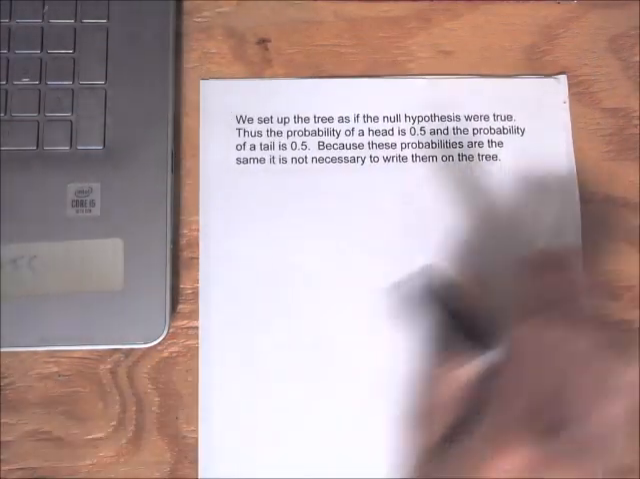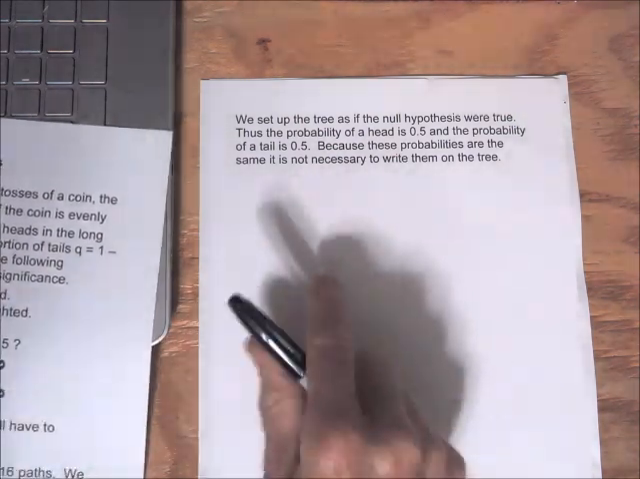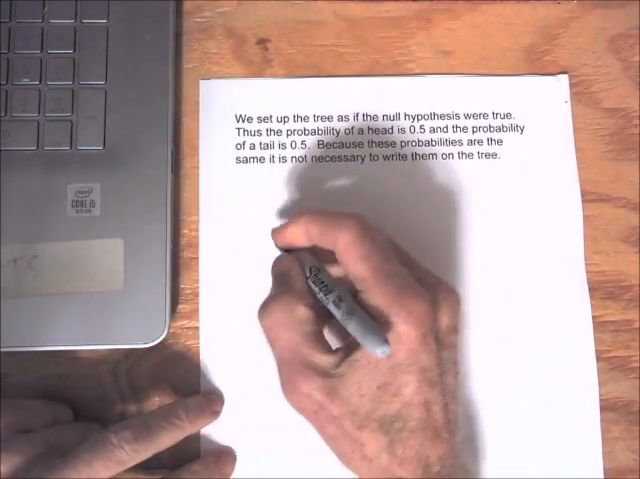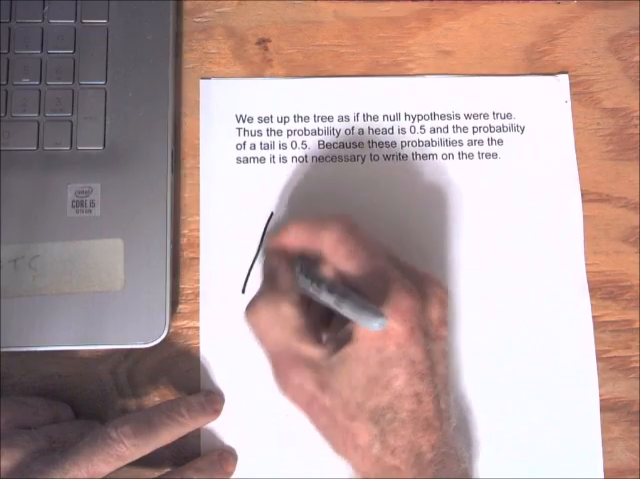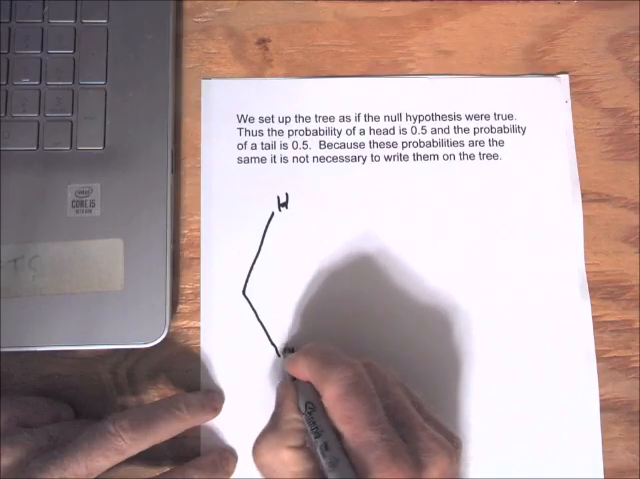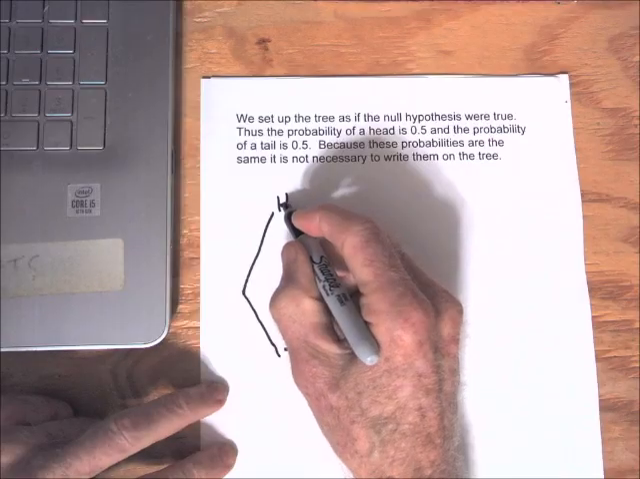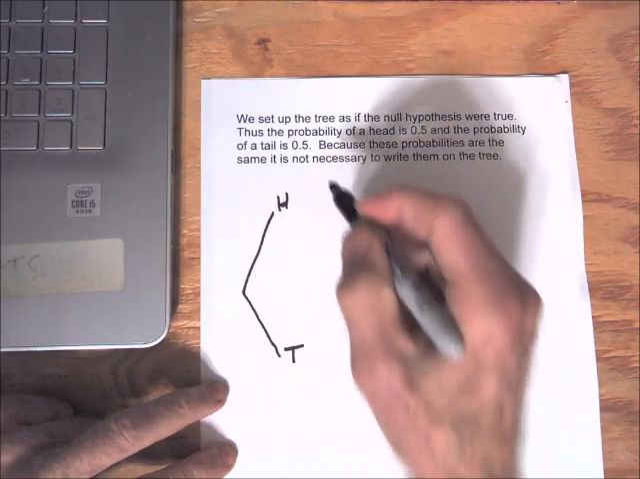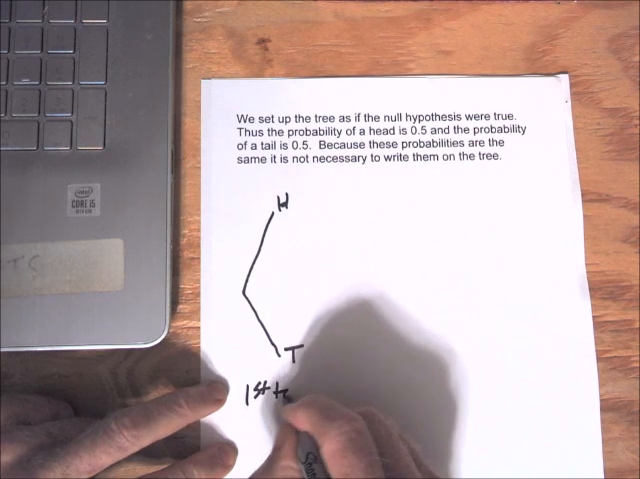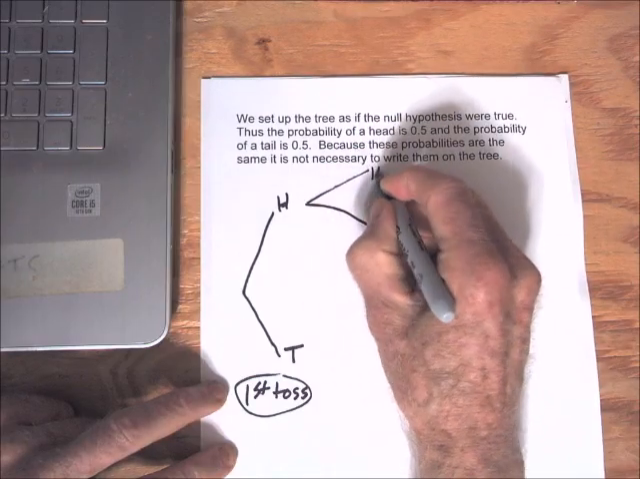Because the probabilities are all going to be the same, p is 0.5 and q is 0.5, we don't really need to put the probabilities in the tree because they're all the same. Okay, so the first toss is either heads or tails, and if the coin is evenly weighted, we have an equal chance of getting a head or a tail. So they're both 0.5, but we don't really have to write that in the tree. So that's the first toss. And the second toss, again, is either heads or tails.